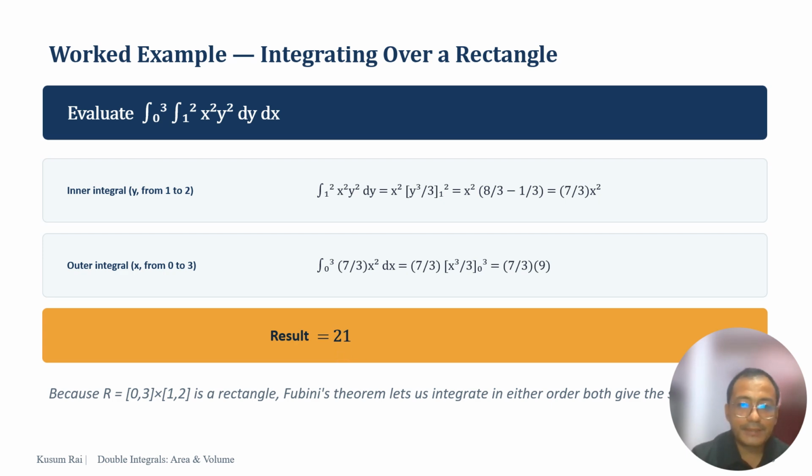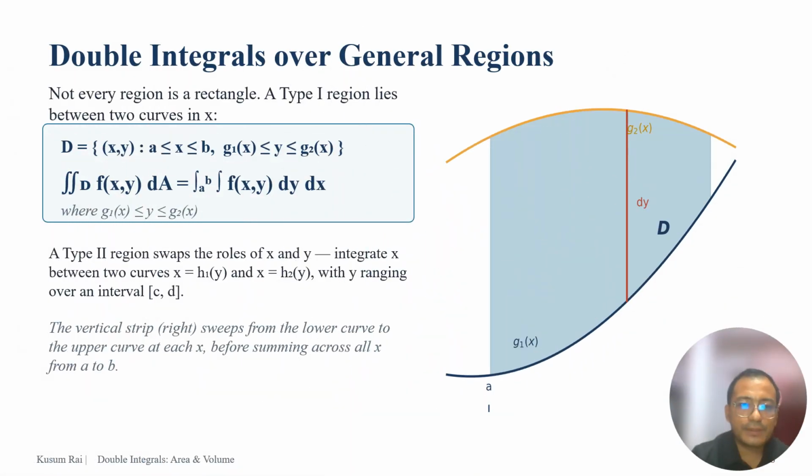Okay, so the next one, double integrals over general regions. So this is the region. You're extending from a to b, and y goes from g1(x) to g2(x), dy here. Now, not every region is a rectangle.